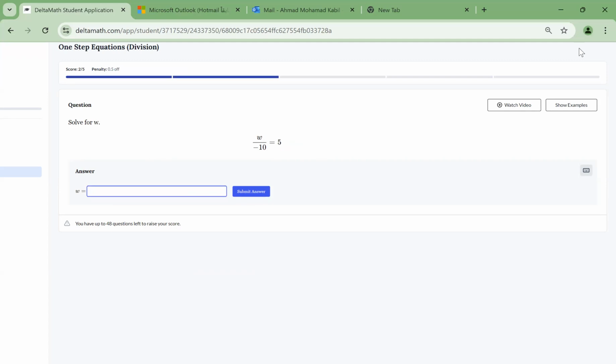Here we have w over negative 10 equals 5. So let's multiply by negative 10 on both sides. Now negative 10 cancels negative 10. You have w equals negative 50. 5 times negative 10 gives us negative 50.